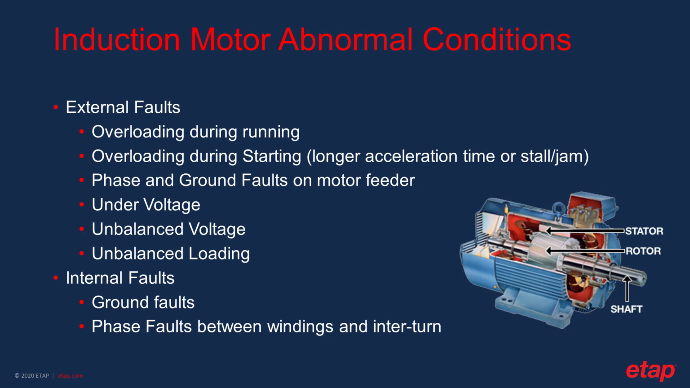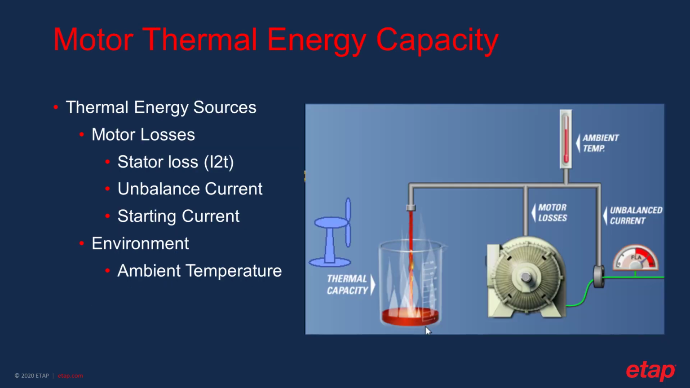These external and internal faults of the motor would cause additional losses through the motor, so the motor would be exposed to excessive thermal energy caused by the current, with a linear relationship to the square of the current. So the current by itself and any unbalance in the current in the three phases, together with the starting current of the motor, would add to the total thermal energy that the motor can withstand.